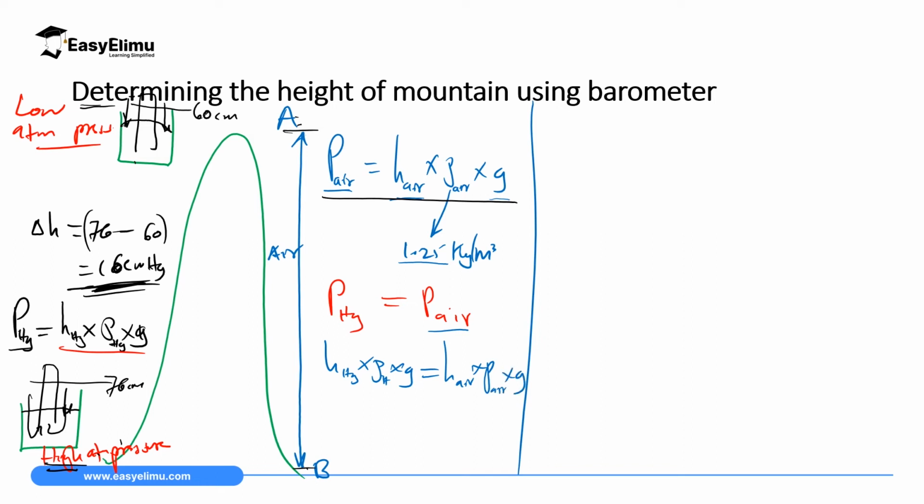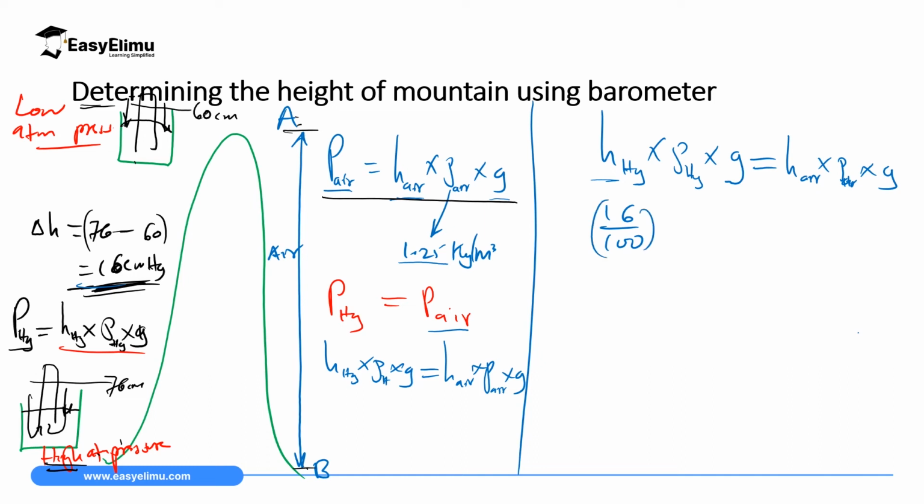Now, for us to get the height of the mountain, we take the difference in height of mercury times the density of mercury times the gravitational constant, and we equate it to the height of air, which is the same as the height of the mountain, times density of air times gravitational constant. Now, in this case, let's say the difference is 16 here. Then, if the height difference is 16, we will use 16 over 100.